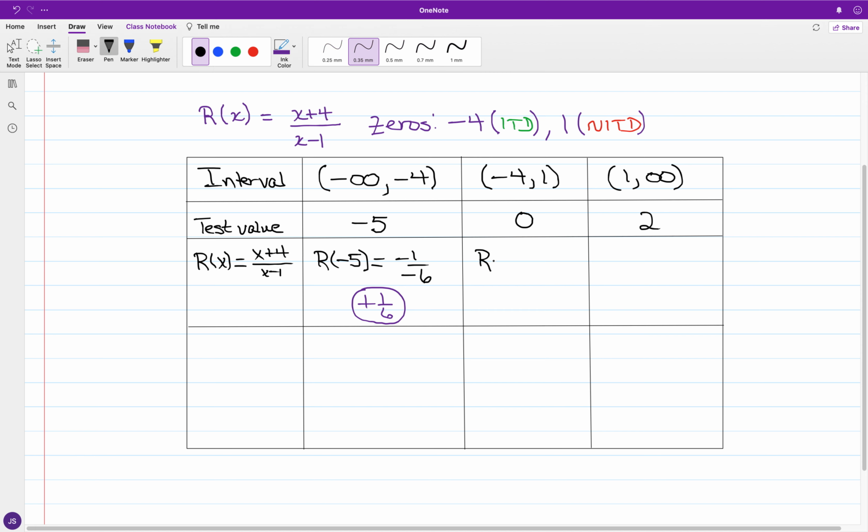Now for r of 0, you have 0 plus 4 is 4, and 0 minus 1 is negative 1. So you have positive 4 over negative 1, and that reduces to negative 4. And in the case of r of 2, you have 2 plus 4 is 6, and 2 minus 1 is 1, and that reduces to positive 6.